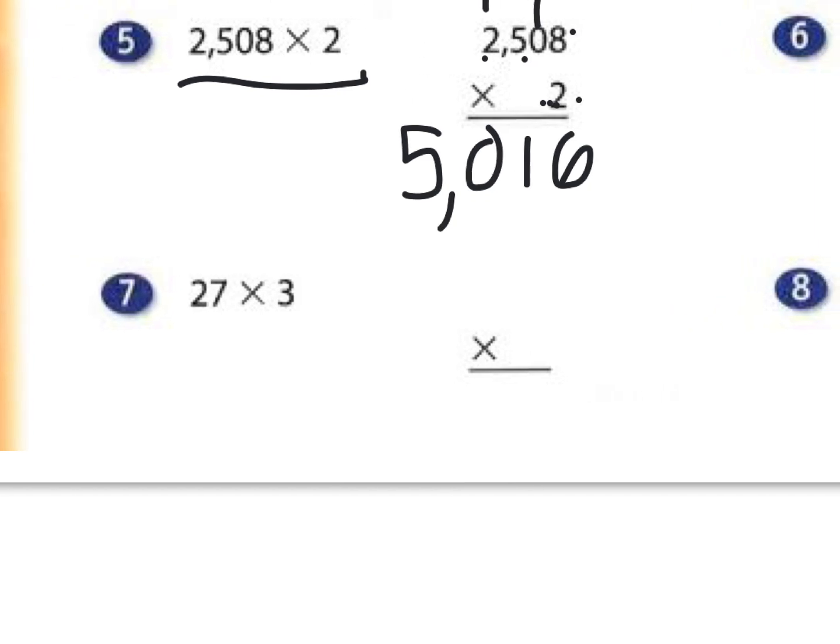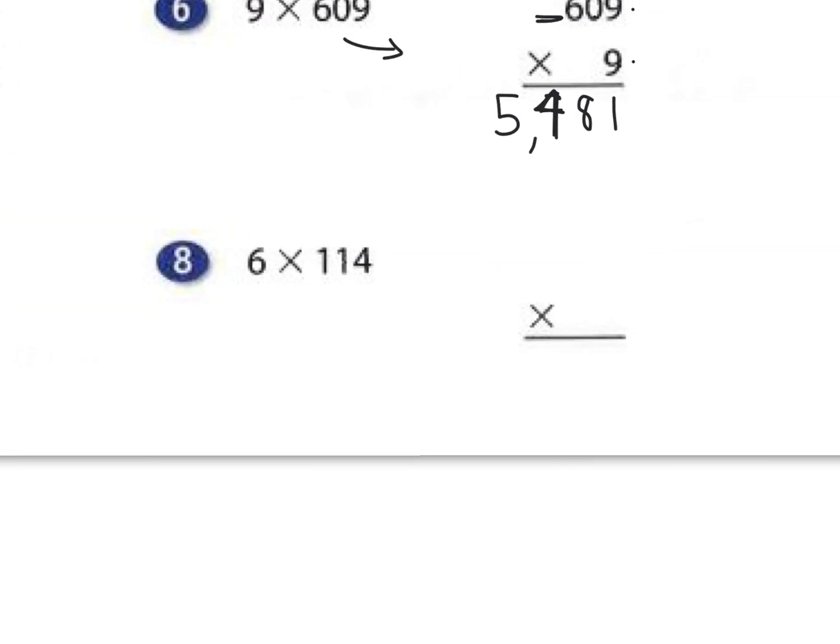Okay, now we have 27 times 3. I'm going to rewrite it. 27 times 3. So now I can do 3 times 7 is 21. Bring the 1, carry the 2. 3 times 2 is 6. Plus 2. Remember, we add that. We don't multiply it. That's a plus. Plus 2 is 8. 81.